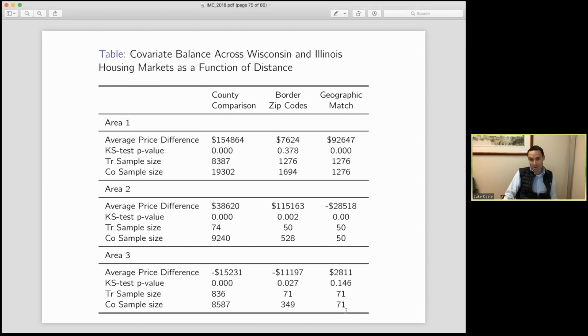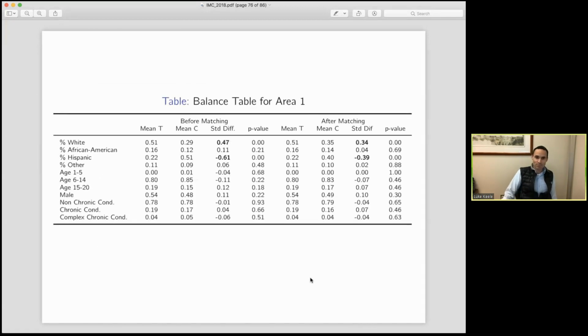The flip side, of course, is that our data density is actually fairly low here, though those are house prices, not the number of people who are in Medicaid or CHIP. So this is Table 1.